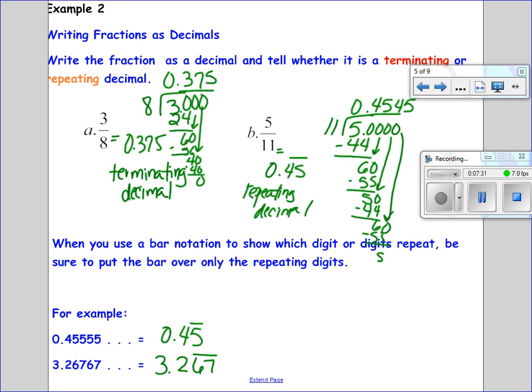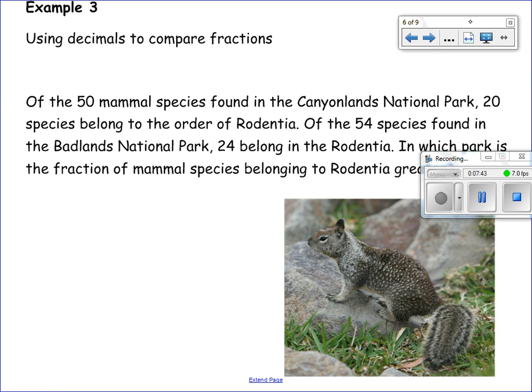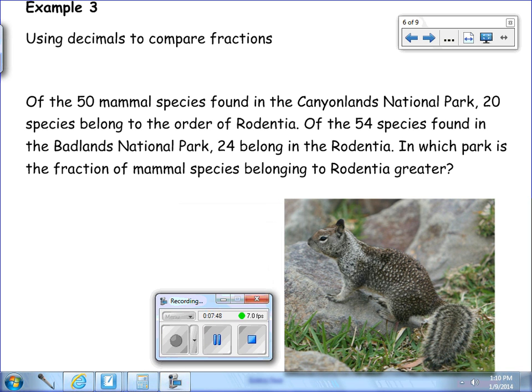And on the next example, the bar notation goes directly over the 6 and the 7, and only those two, because that is what repeats. Now in our example, using decimals to compare fractions.